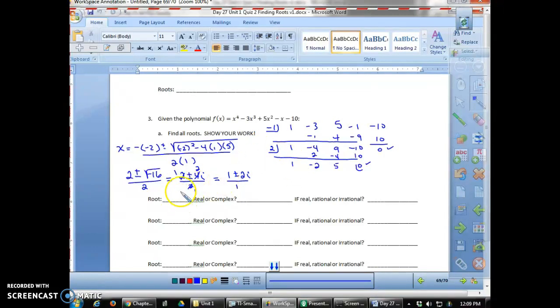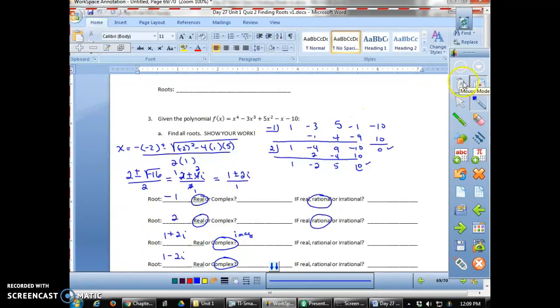Okay, so I have a -1, a +2, 1 plus 2i, and 1 minus 2i. The first two are real, and they are rational because they were on our list as we thought through it. And the next two are complex, and that's all you have to do. Complex just means imaginary. And that should help you out in preparation for tomorrow's test.